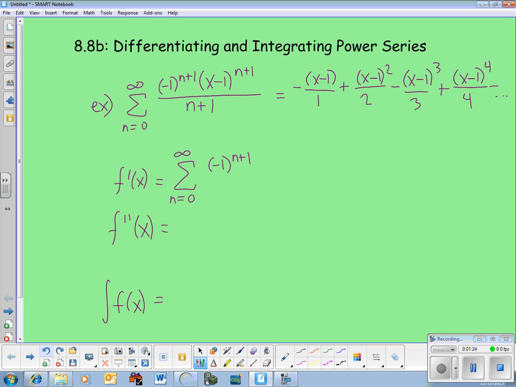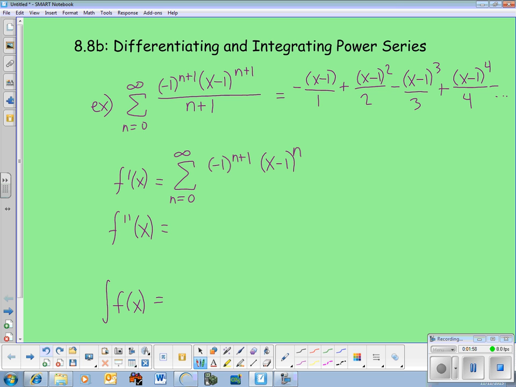Now think about what a derivative does. When you take the derivative of a power, we're using the power rule, the n plus 1 is going to drop down to the front, and then the exponent is going to decrease. When I drop it down to the front, it's going to cancel with the n plus 1 that's on the bottom. So what I should be left with is just x minus 1, but since I have to decrease the n plus 1, it goes down to just n. So negative 1 to the nth power times x minus 1 to the n.